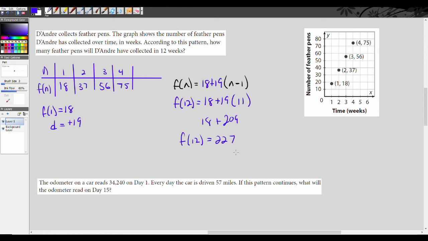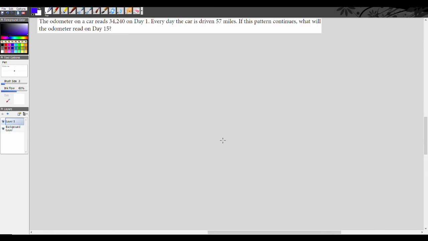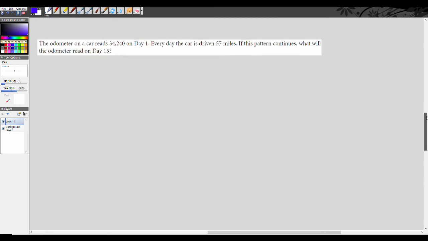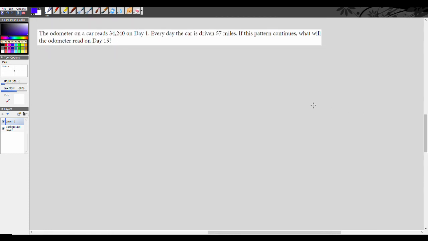All right, last example. In this example, you can see that there's no table, there's no graph. There's just some words and some numbers. So let's take a look at it. The odometer on a car reads 34,240 miles on day 1. Every day the car is driven 57 miles. If this pattern continues, what will the odometer read on day 15?